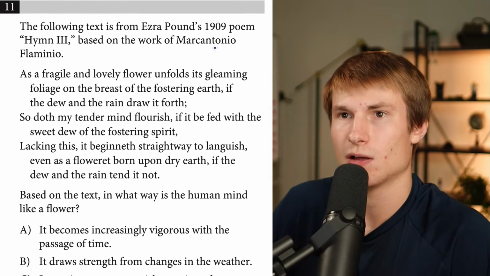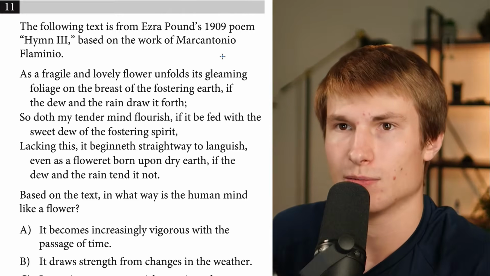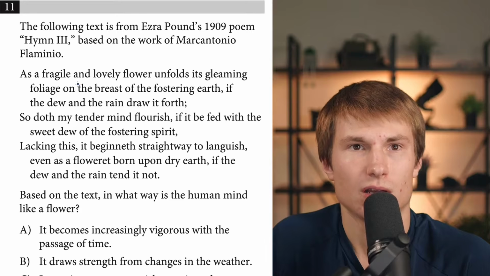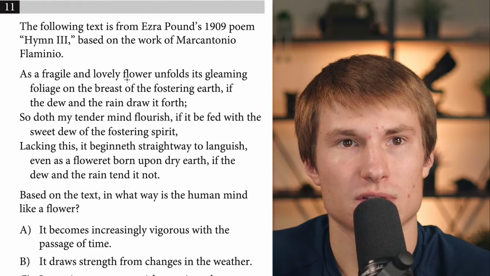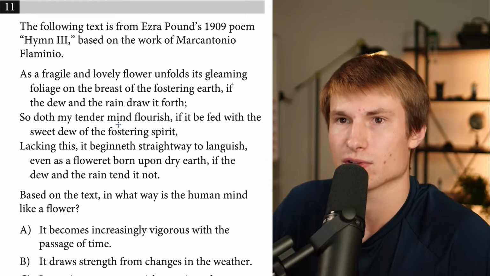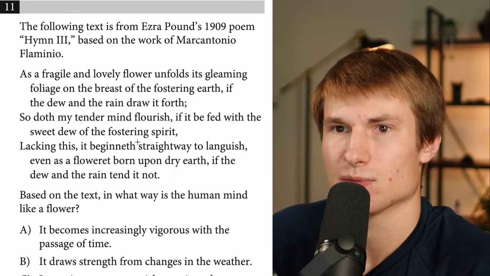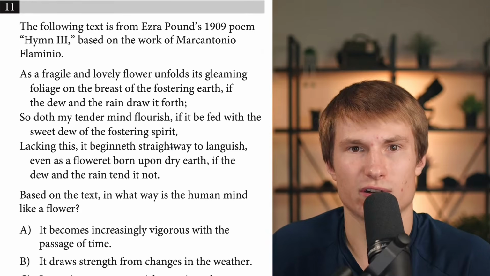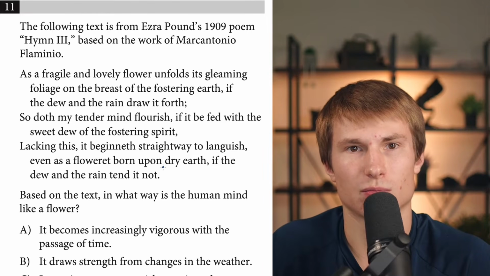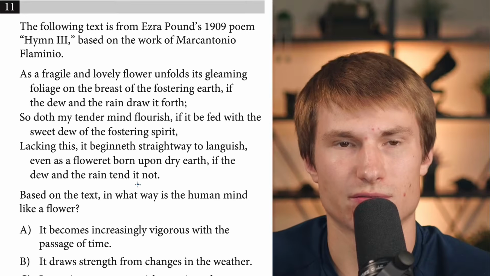Question 11. The following text is from Ezra Pound's 1909 poem Hymn 3, based on the work of Marcantonio Flaminio. As a fragile and lovely flower unfolds its gleaming foliage on the breast of the fostering earth, if the dew and the rain draw it forth, so doth my tender mind flourish. If it be fed with the sweet dew of the fostering spirit, lacking this, it beginneth straightway to languish, even as a flower born upon dry earth, if the dew and the rain attend it not.